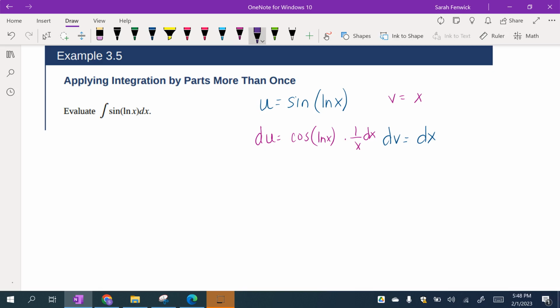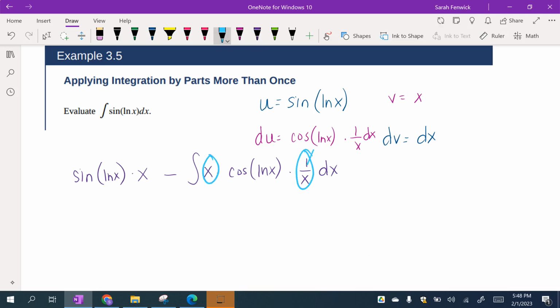So now we have u times v minus the integral of v du. Okay, and if we simplify, the x and the 1 over x are going to cancel. So we have sine ln x times x minus the integral of cosine ln x dx.